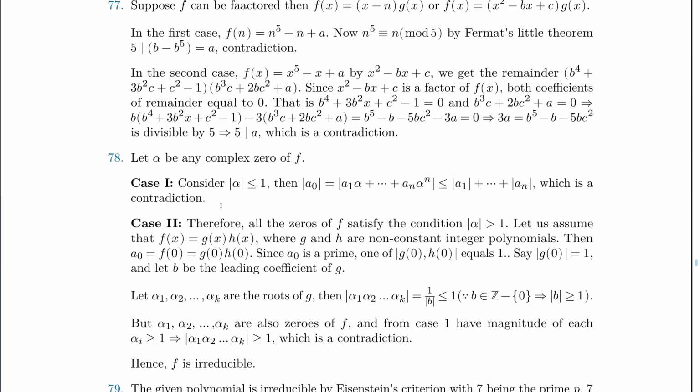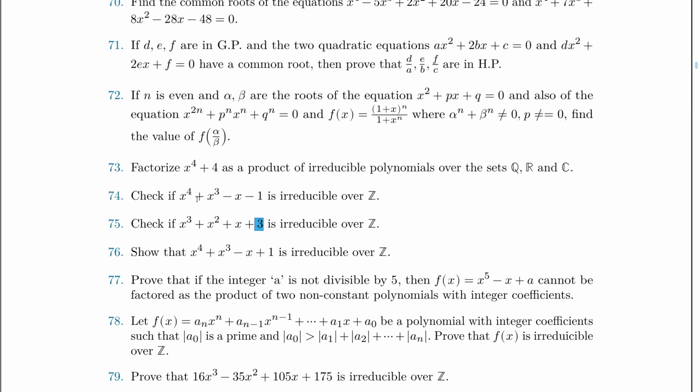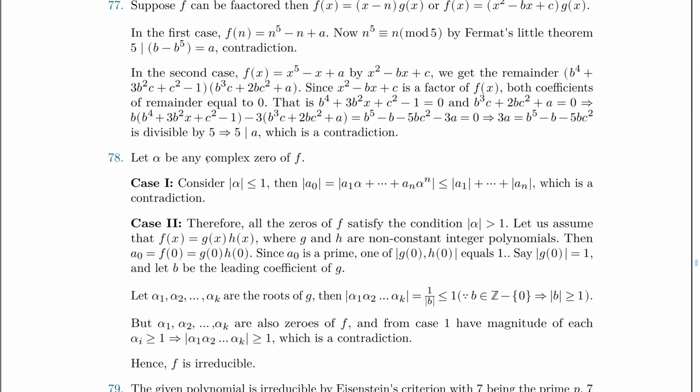So 78, we say that here let alpha be any complex zero of f. Now the first case could be that mod of alpha is less than or equal to 1. So if mod of alpha is less than or equal to 1, then we have mod of a0 is equal to a1 alpha plus a2 alpha square and so on up to an alpha to the power n, which is less than or equal to mod a1 plus mod a2 and up to mod an, which is a contradiction.